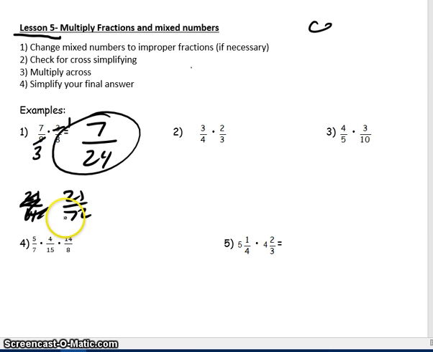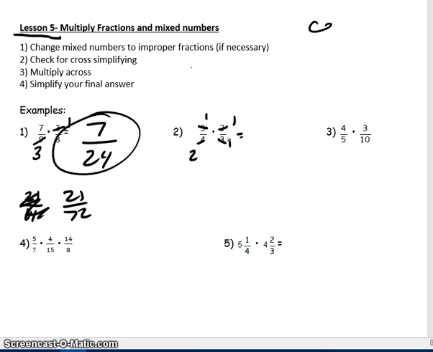All right, let's look at question number 2. You should see cross division. We should have that cross simplifying in 2 different places. Did you see the 3 and the 3? Yeah, 3 fits into 3 one time, and 3 fits into 3 one time. And then did you see the 2 and the 4? Yeah, 2 fits into 2 one time, 2 fits into 4 2 times.